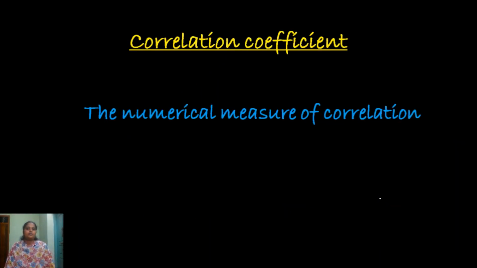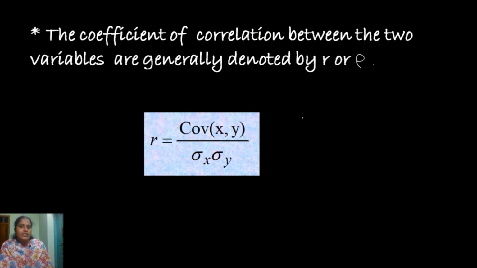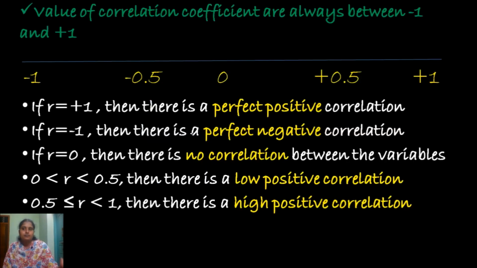Correlation coefficient. It's one of the very important measures. Based on this alone, we can find out the strength of the relationship between the two variables. So it is a numerical measure of correlation. The coefficient of correlation between the two variables is generally denoted by the letter r or by rho. So r is equal to covariance of x comma y over the product of the standard deviations of x and y. The value of the correlation coefficient is always between -1 and +1.